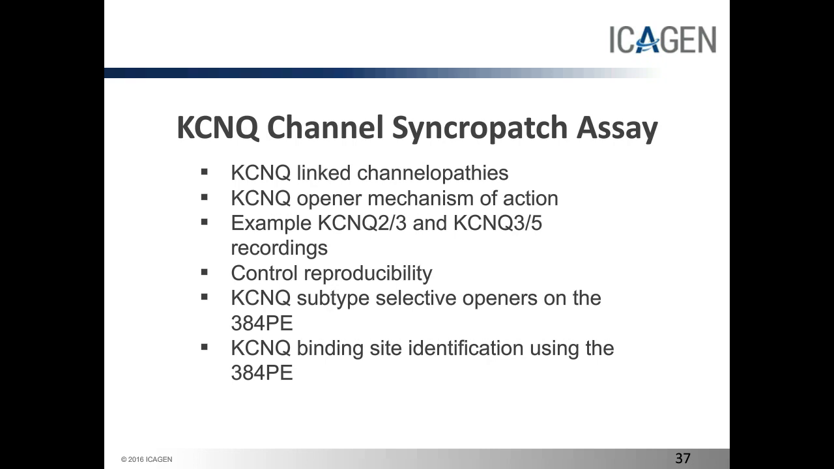We'll discuss why people are interested in identifying KCNQ openers and what the mechanism of action is behind an opener. We will also discuss and show examples of KCNQ 2/3 and 3/5 recordings from the Syncropatch. We'll talk about control compound data reproducibility. And we will also do some more detailed studies looking at channel subtype selectivity, as well as some binding site identification for known KCNQ openers.